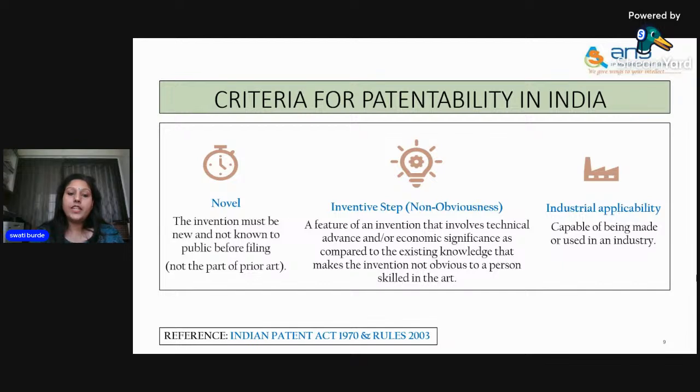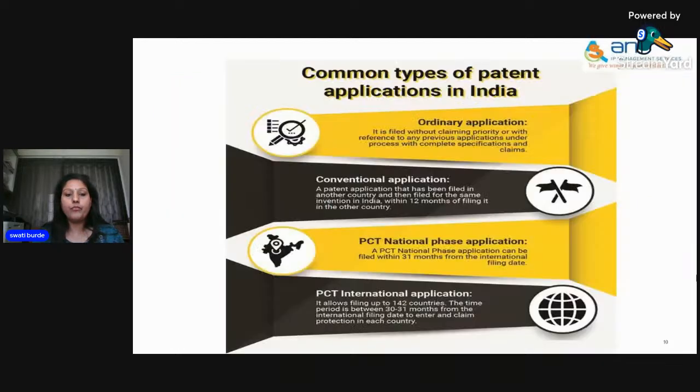Second is inventive step. I have already discussed this, that there should be some technical advancement or some economic significance as compared to the existing knowledge that makes the invention not obvious to a person skilled in the art. Person skilled in the art is the general person who has a basic degree in that field. Industrial applicability is capable of being made or used in an industry.